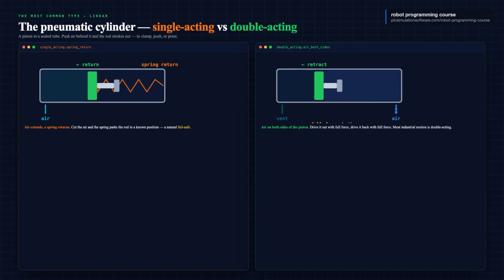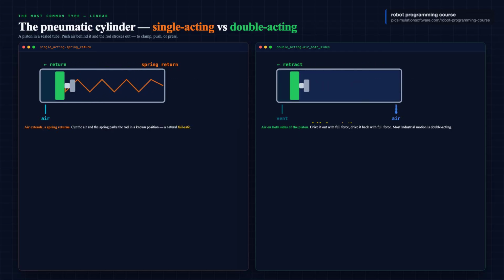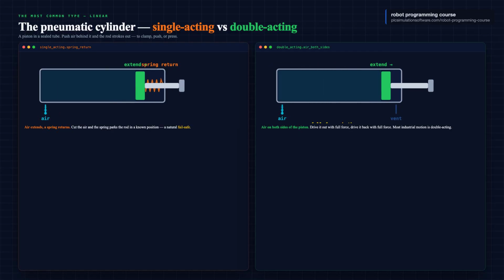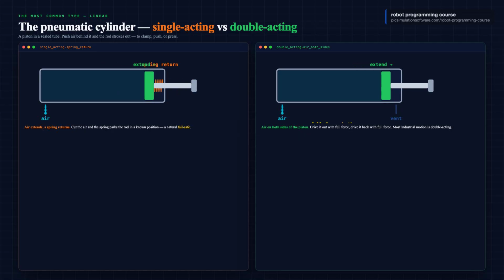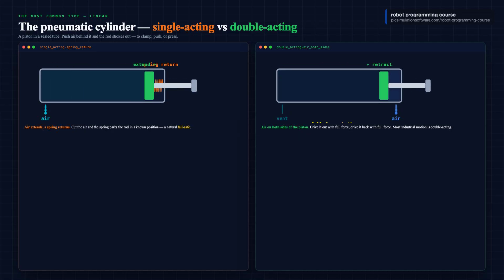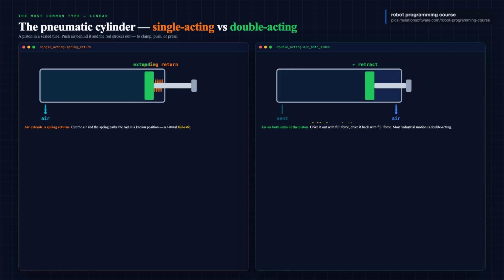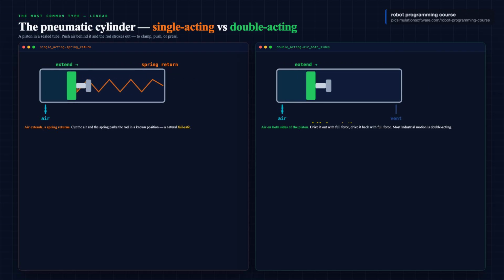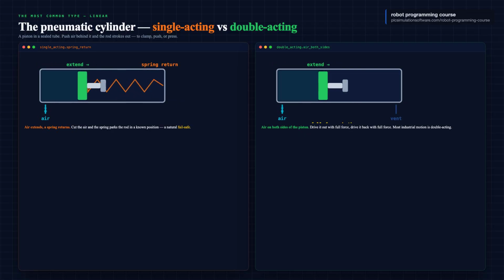Now, there are two flavors. A single-acting cylinder uses air to extend and a spring to return. Cut the air and the spring pulls it home, which makes it a natural fail-safe, parking the rod in a known position. A double-acting cylinder is different. It feeds air to either side of the piston, so you drive it out with full force and drive it back with full force. Most industrial motion uses double-acting because you control both directions with power, not a spring.